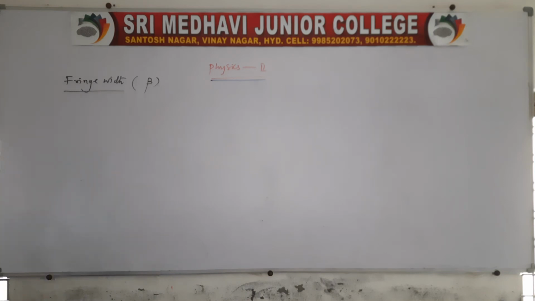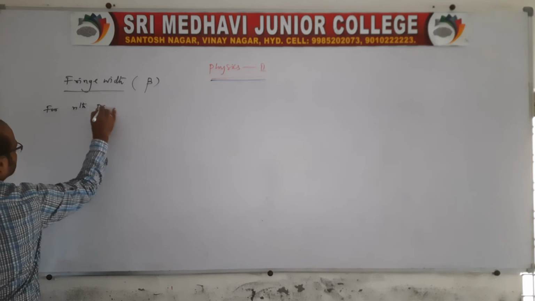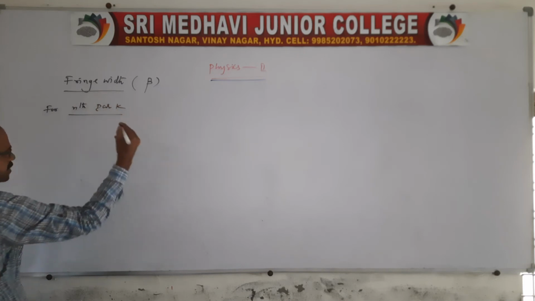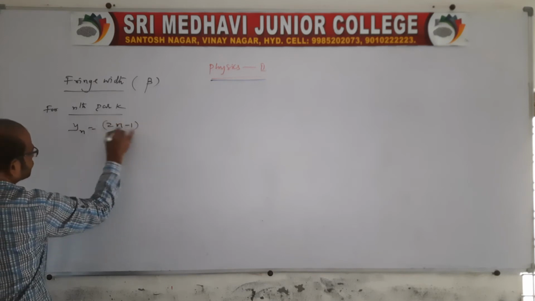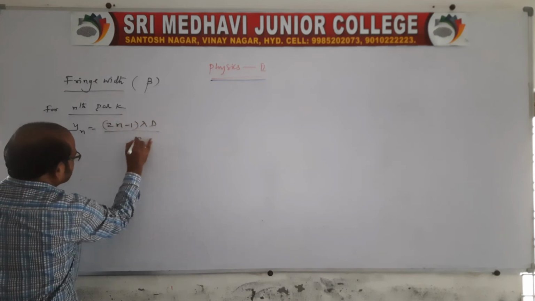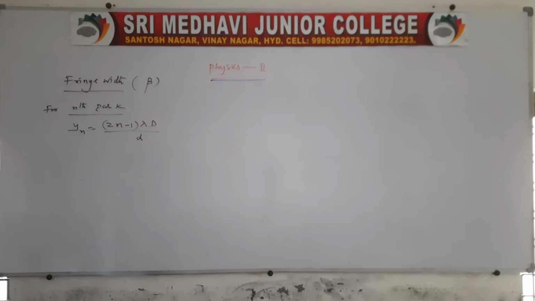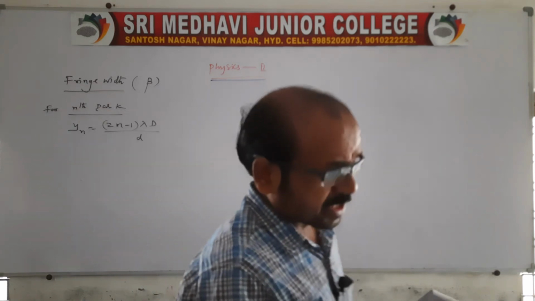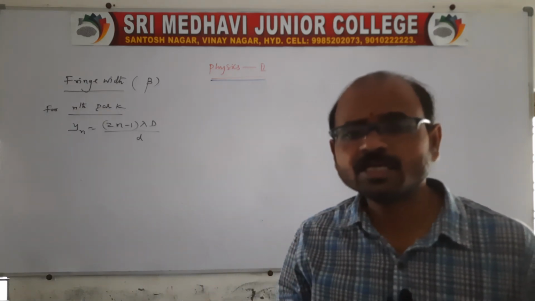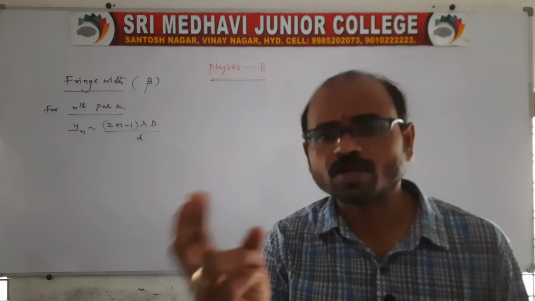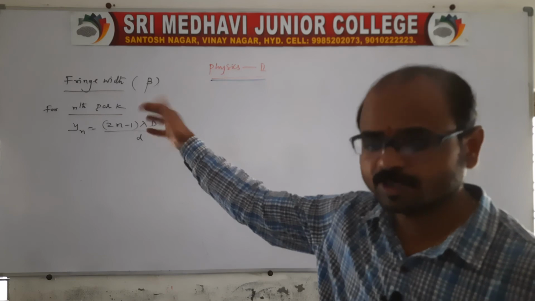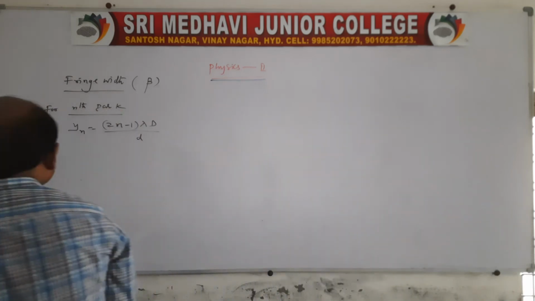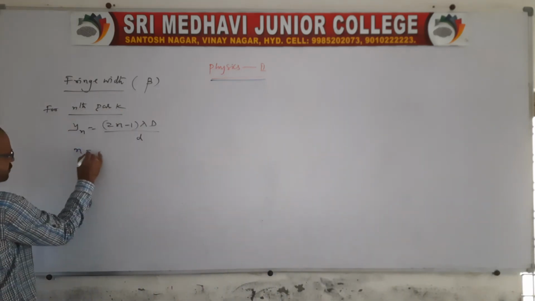We know the two conditions, so you write for both. Now I am taking for the nth dark, or else if you want to go for the bright also, no problem. Therefore yn is equal to (2n − 1) into λ capital D by small d. It is for the dark condition. Now what I am telling: the distance between any two bright or any two dark gives the fringe width. First of all you take n is equal to 1. Very simple derivation.